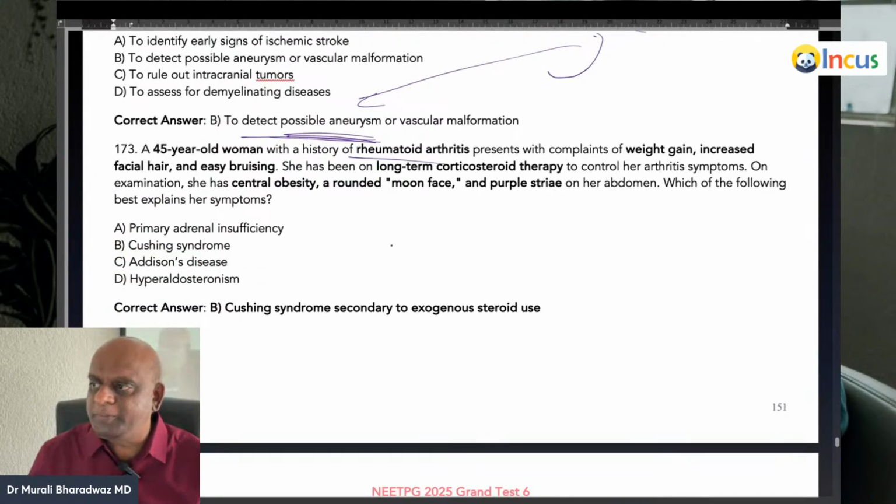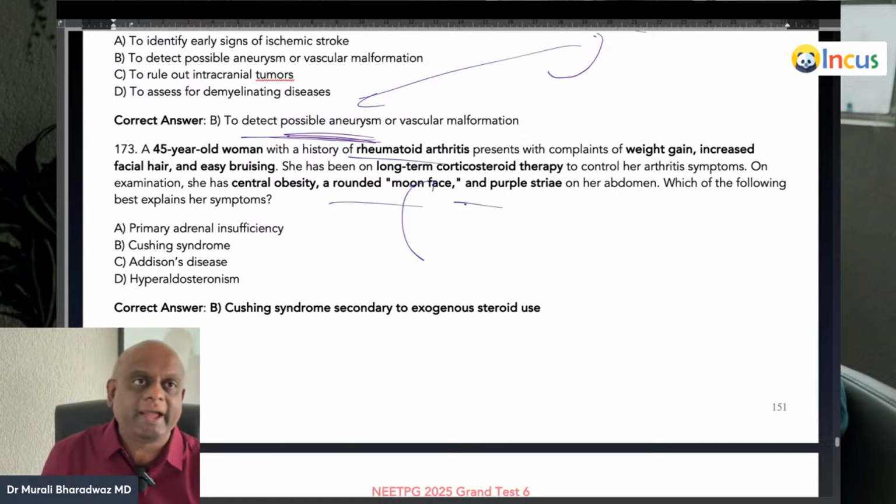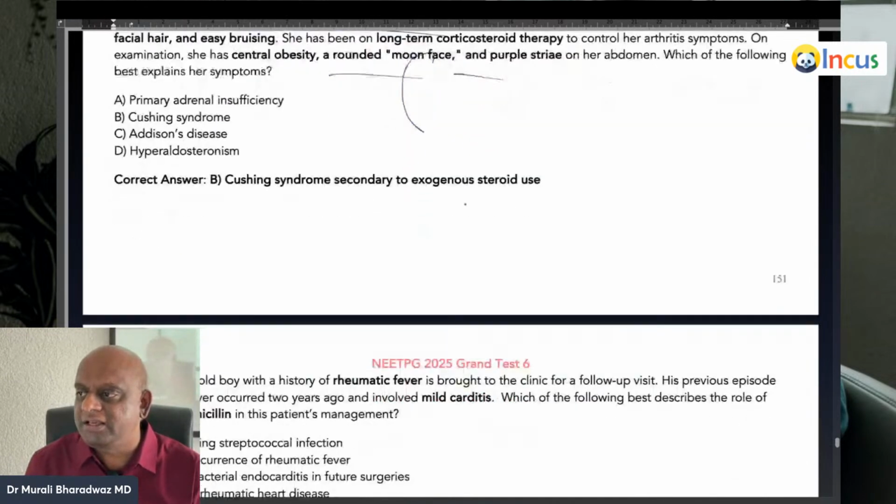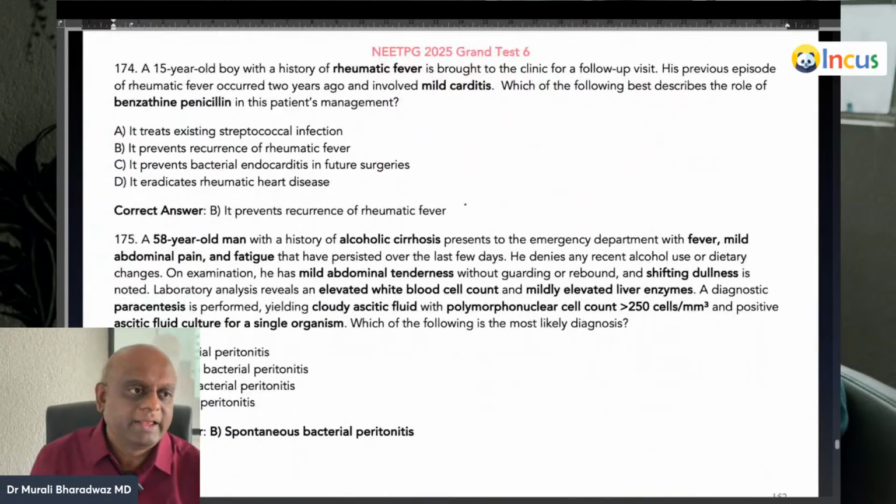A rheumatoid arthritis patient is on steroid therapy with purple striae, moon face, is Cushing's syndrome.